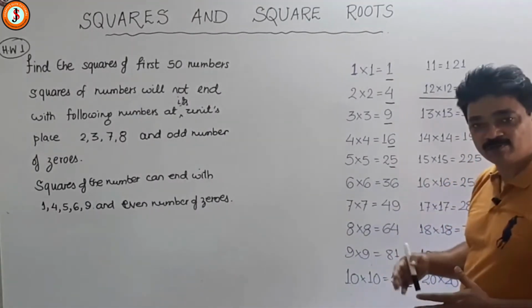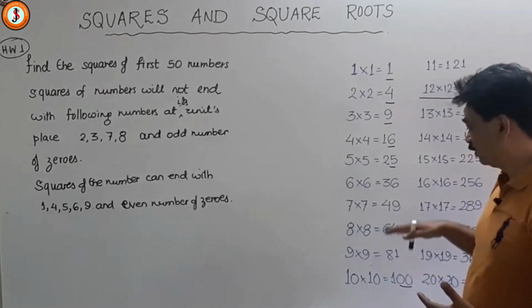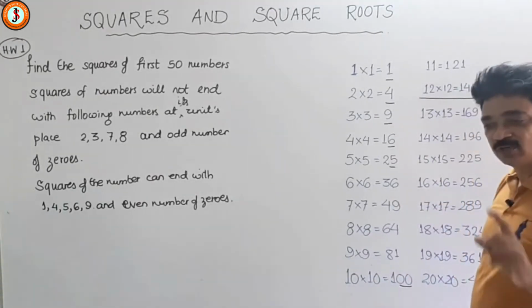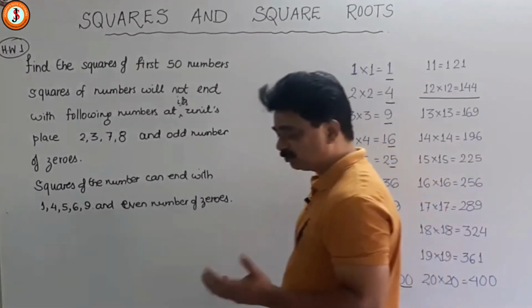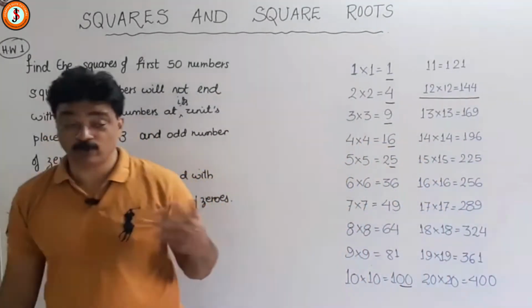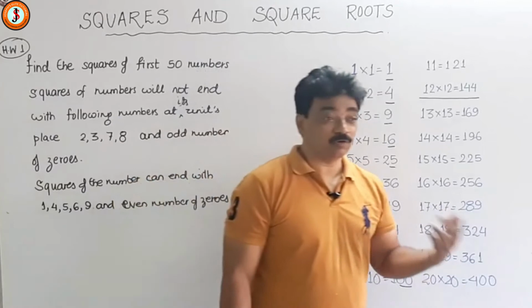25 is the product of 5 and 5, the same number. 36 is the product of 6 and 6. All those numbers which can be expressed as the product of the same number are called perfect squares.